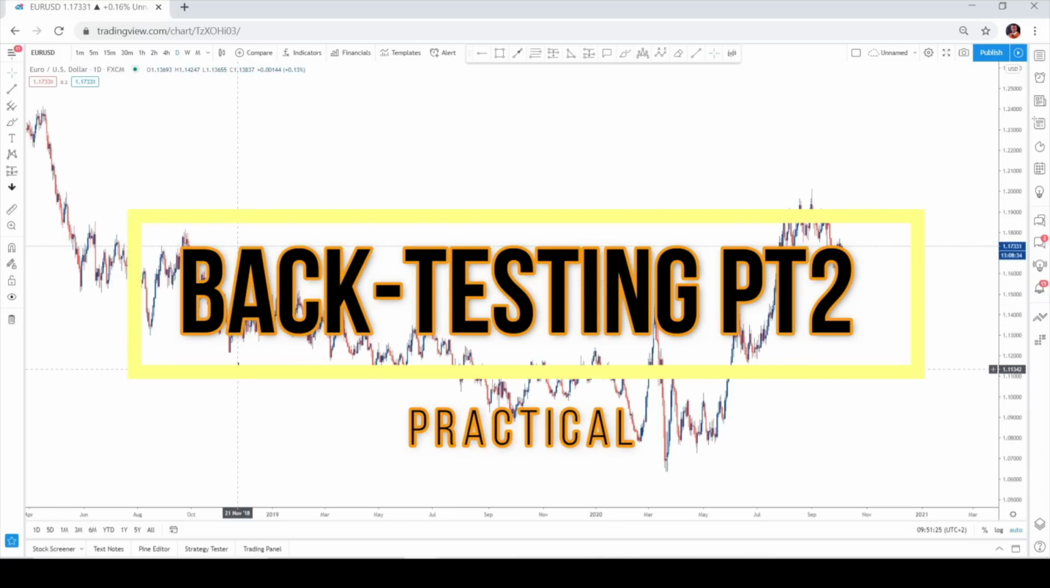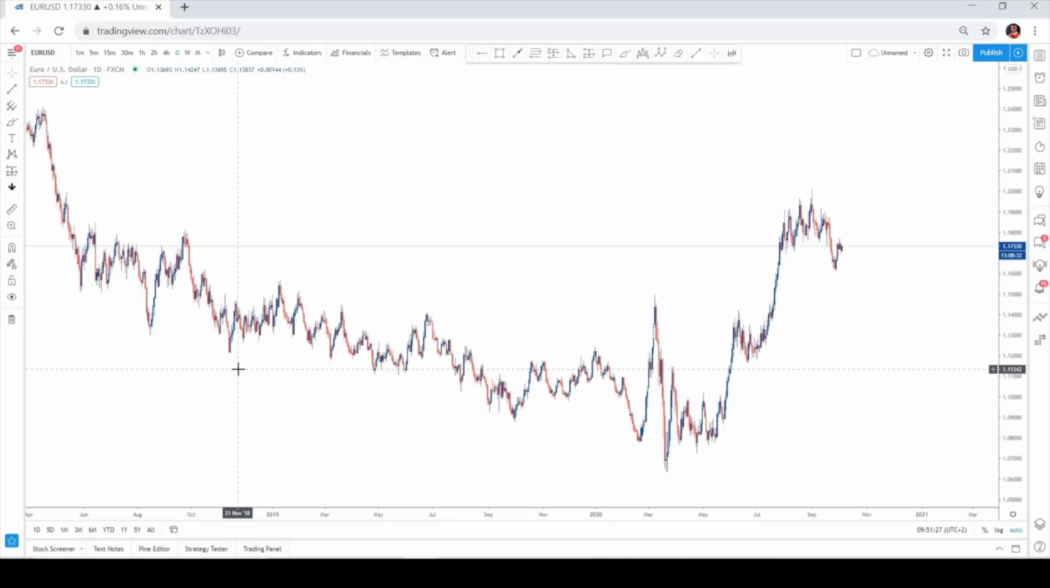So, guys, we're going to be looking at how we actually backtest using TradingView. TradingView has the best platform, especially a tool that helps you take prices back and literally backtest your strategy to see if it works.